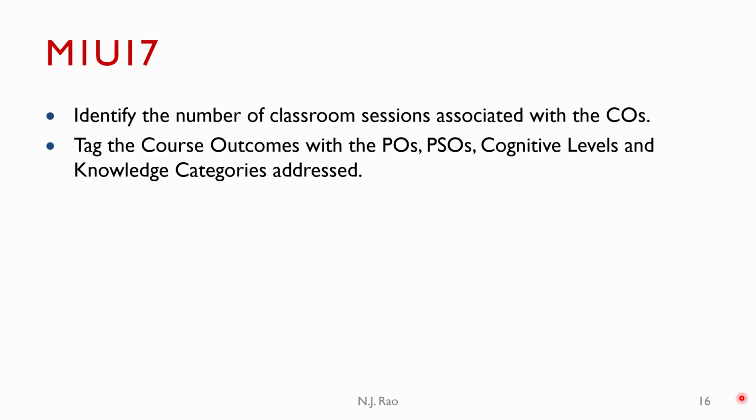We identify the number of class sessions associated with a given CO, and then we tag, because the course outcomes are the main means by which the POs and PSOs are to be attained. So, tag the course outcomes with the POs, PSOs, cognitive levels, knowledge categories addressed, besides the number of classroom sessions. That will be the aim of the next unit. Thank you very much for your attention.